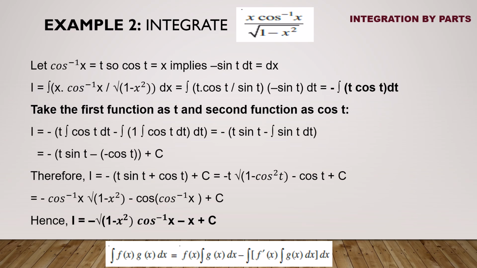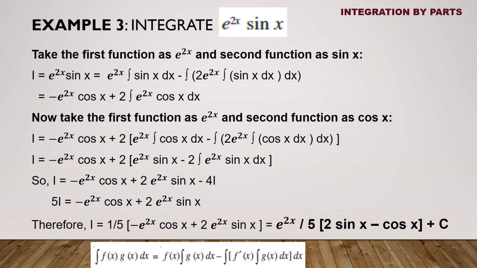Now again re-put the value of t. We had taken t as cos inverse of x. So when we re-put the value, it is minus cos inverse of x into root of 1 minus x square minus cos of cos inverse of x. Now you know cos of cos inverse of x is x. So the final answer is I is equal to minus of root of 1 minus x square into cos inverse of x minus x plus c.